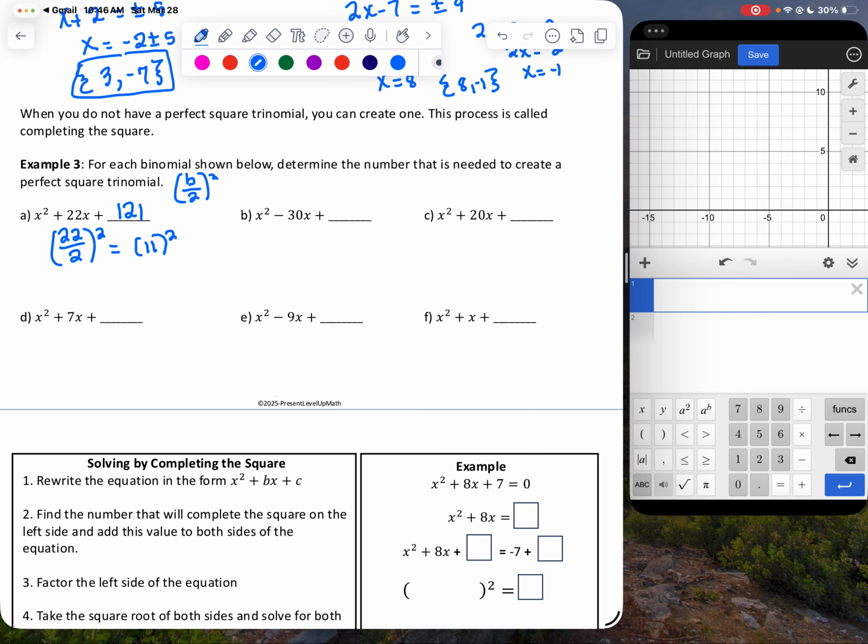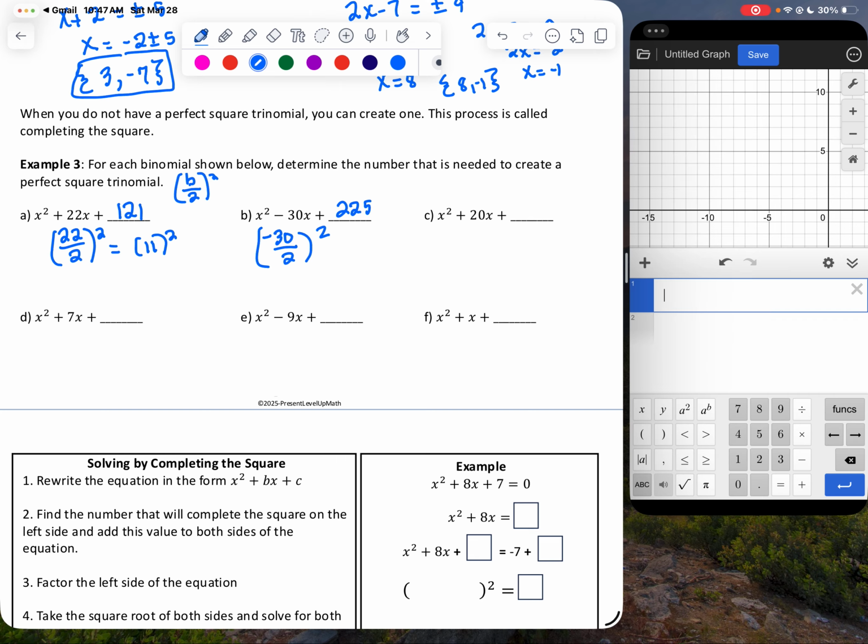121. So in problem B, I would take the negative 30, divide it by 2, and square it. Now remember, you're always going to get a positive when you square a number. So negative 30 divided by 2 is negative 15, and negative 15 times negative 15 is positive 225.